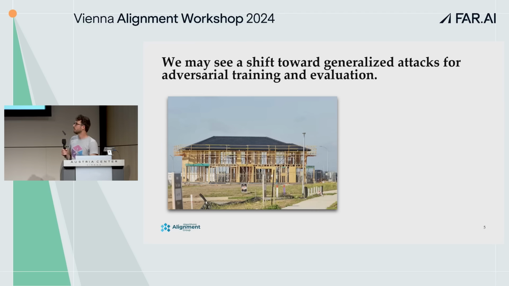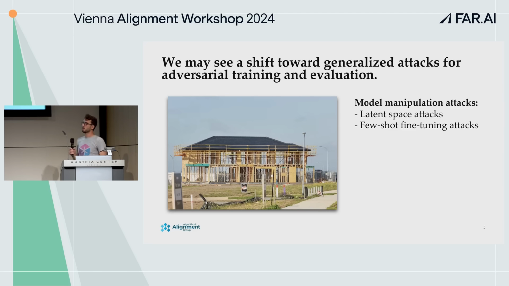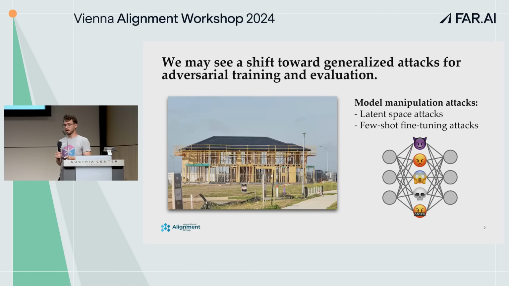So what's the analogy with AI and large language models? I think we're starting to see and are going to continue to see a lot more work on generalized attacks, specifically model manipulation attacks, where a model is evaluated under small perturbations to its activations through latent-space attacks and small perturbations to its weights through few-shot fine-tuning attacks. I want to take the next few slides to chat a little bit about some past, present, and future work involving latent adversarial training and generalized adversarial testing.